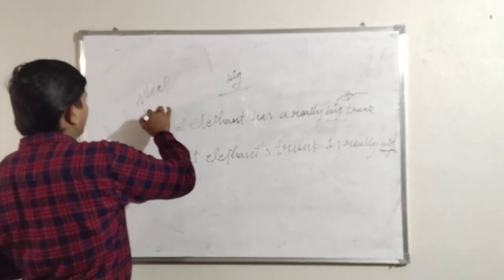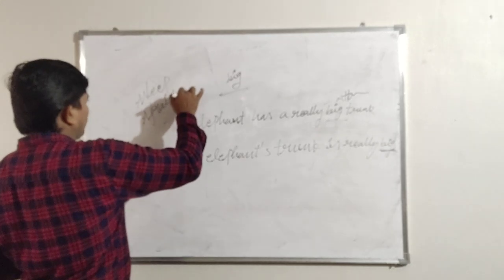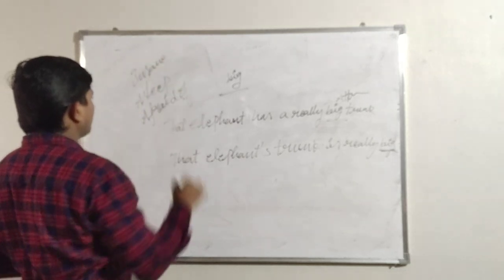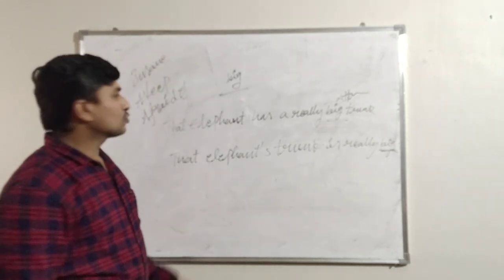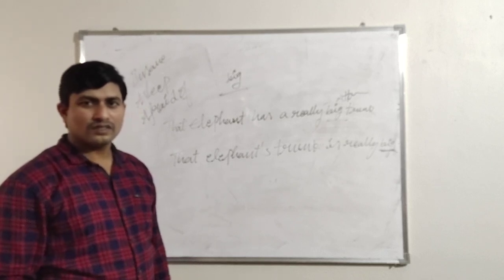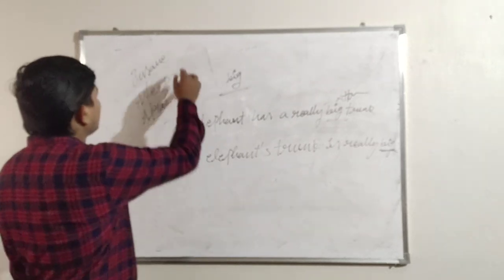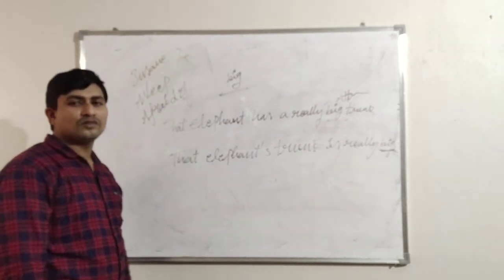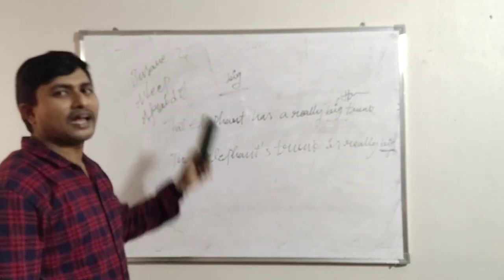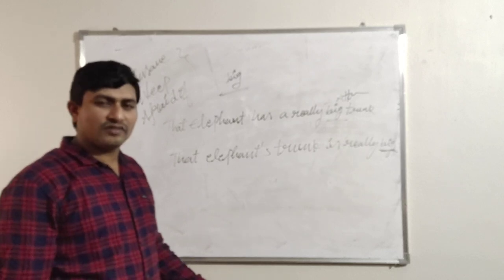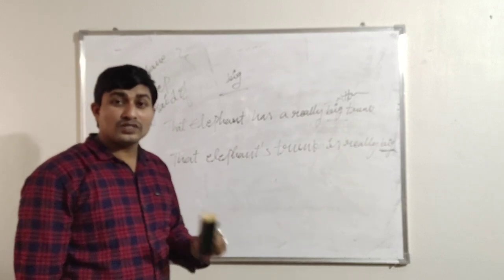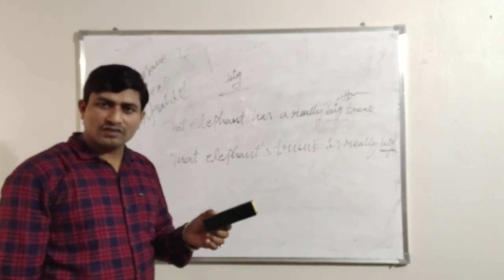Like afraid of. Next, insane. There are many like these. These kinds of adjectives never become attributive adjectives. They remain as predicative adjectives. Have you understood the difference between attributive and predicative? So this is the detailed information about attributive as well as predicative adjectives.